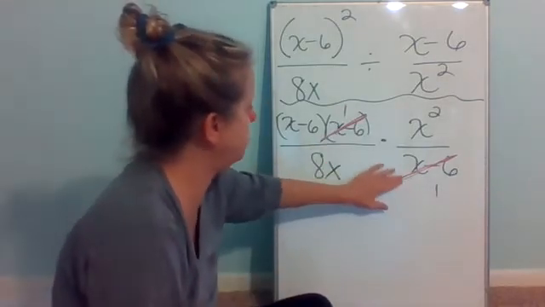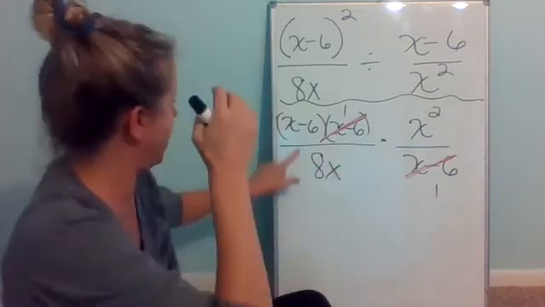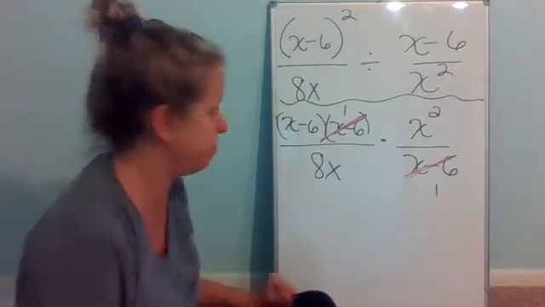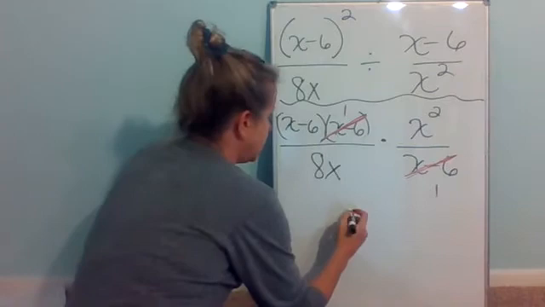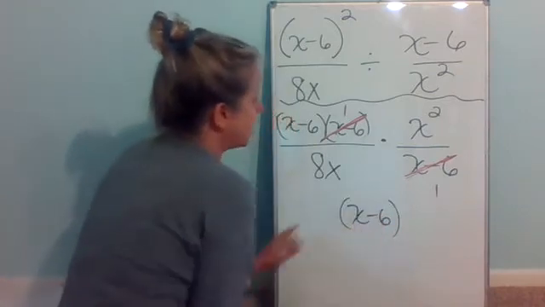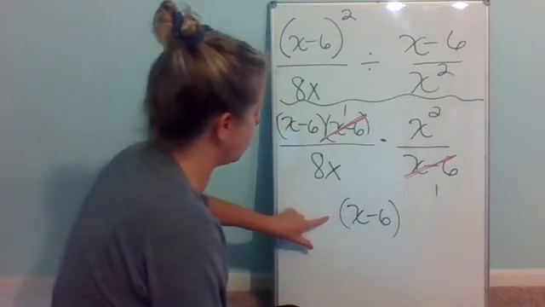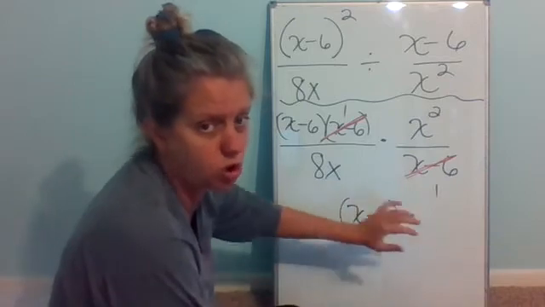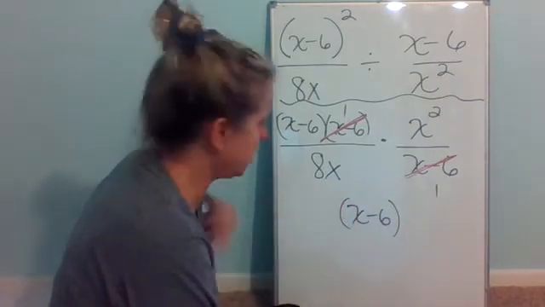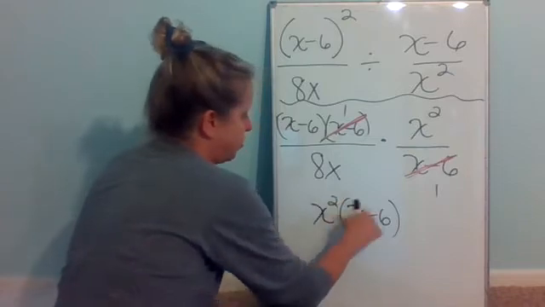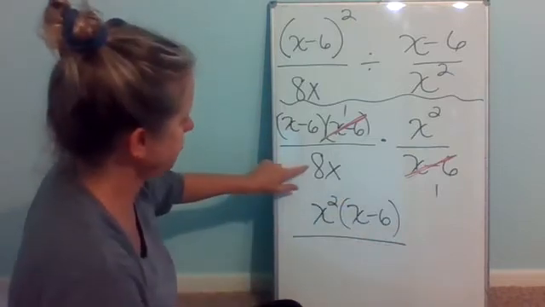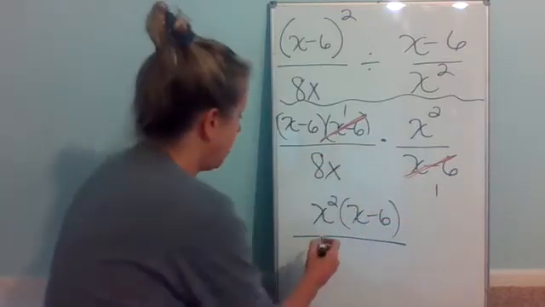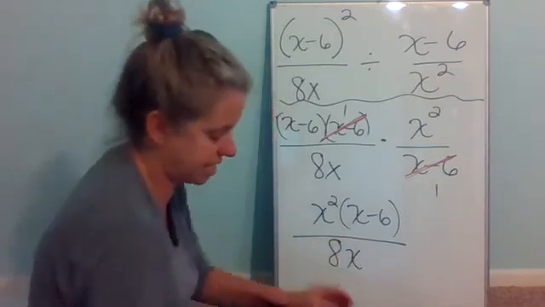So now that I've canceled my parentheses, let's write what is left. I have an x minus 6 and an x squared in the top. So let's see, x minus 6, x squared, which means I can write that x squared either behind it or in front of it. It doesn't matter. It's multiplication. It doesn't matter what order it's written in. I'm going to put it in front because I just like to see my parentheses in the back. In the denominator, I have 8x times just a 1. So all I'm left with is this 8x.